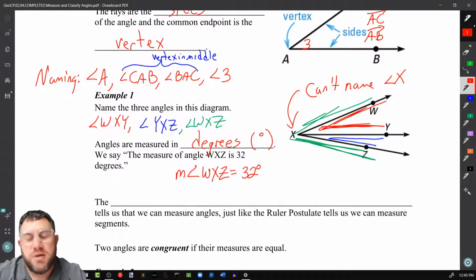So when we want to talk about the actual measurement of an angle, we have that M in front of it. Okay? If there's no M in front of it, it's talking about the picture. If there is an M, it's talking about how many degrees there are.